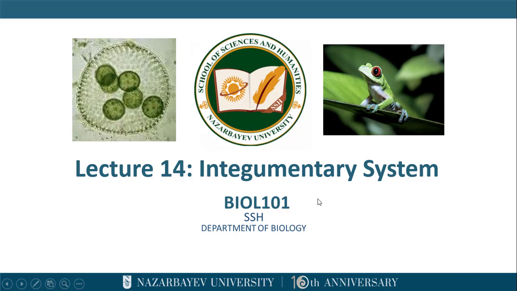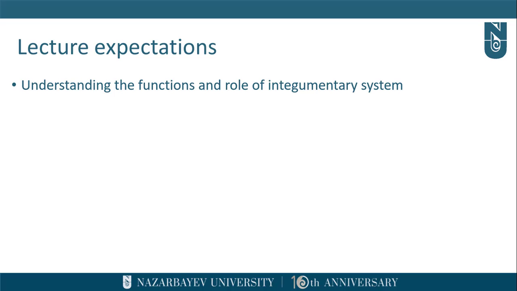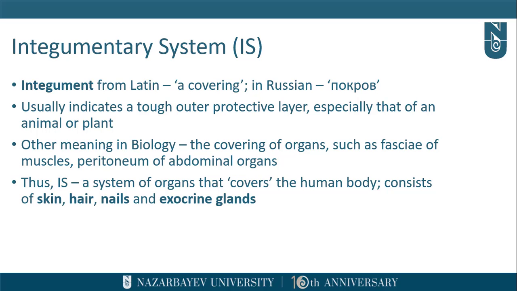Hello everyone. Today we're going to talk about the integumentary system that involves skin, hair, nails, and exocrine glands. We expect you to understand how the integumentary system is structured, followed by the functions that they perform. To start with, integument is taken from Latin, which means covering.